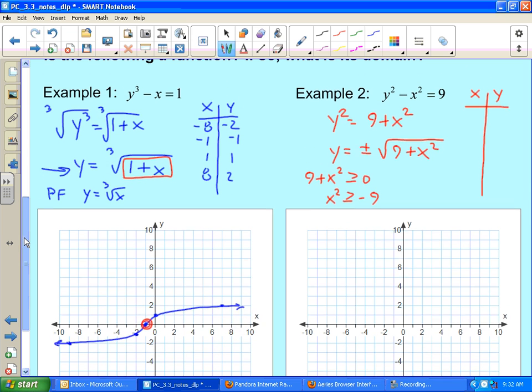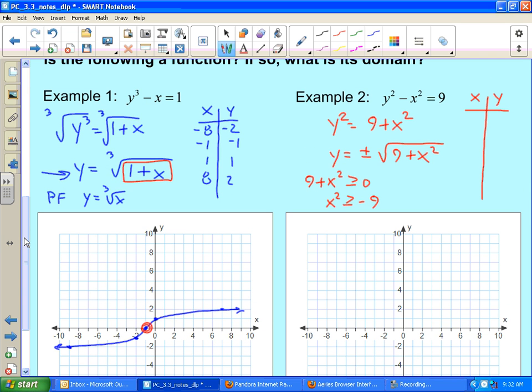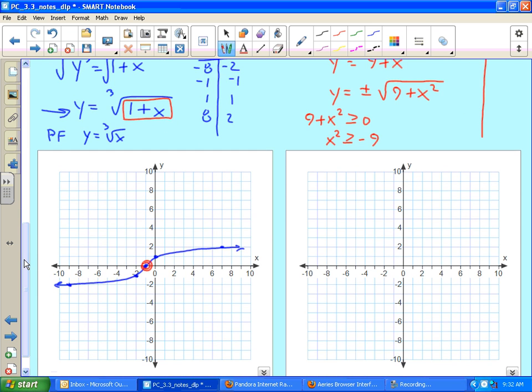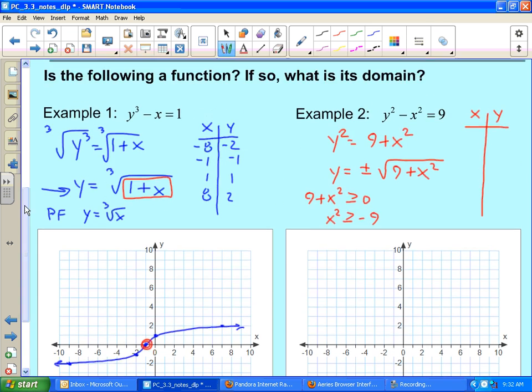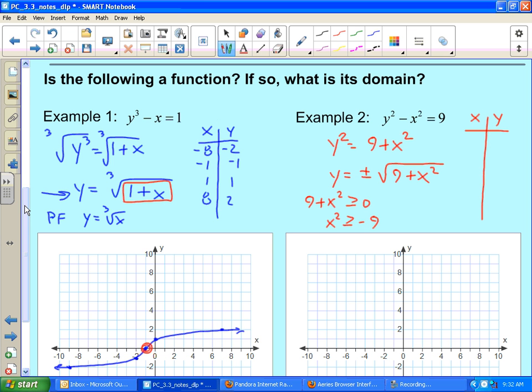If I put in a negative 3, why am I thinking a negative 3? Let's put in a 0 for x. Let's just start there. What happens if I put a 0 in for x? What do I get for y? I get the square root of 9, which is a positive 3, or a negative 3.